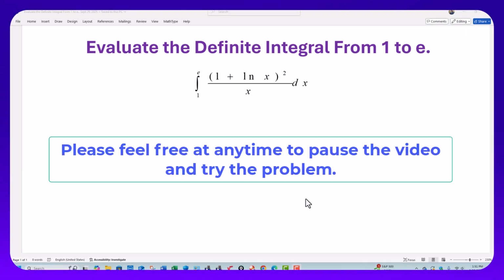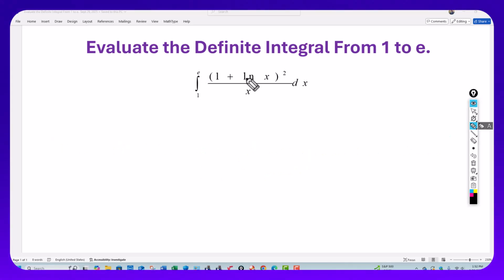In this video we want to evaluate the definite integral from 1 to e. So look at it this way: you have dx over x. If I were to use a u substitution, letting u equal 1 plus ln of x, then the derivative of that would be 1 over x. So I'm letting u equal 1 plus ln of x.